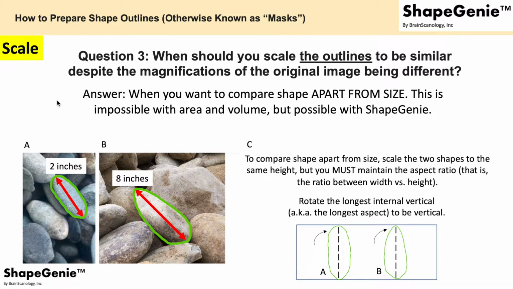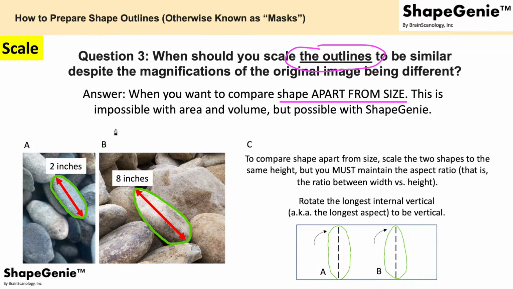The third question to keep in mind when talking about scale is, when should you scale the outlines to be similar despite the magnifications of the original image being different? And the answer is when you want to compare shape apart from size. Now, this is something very special to Shape Genie, because with area and volume, it is impossible to compare shape apart from size, because the moment you resize an object, you change its area and its volume. But with Shape Genie, it is possible.